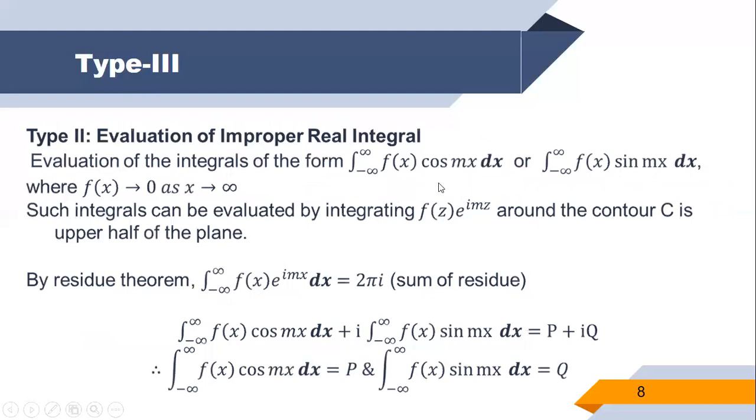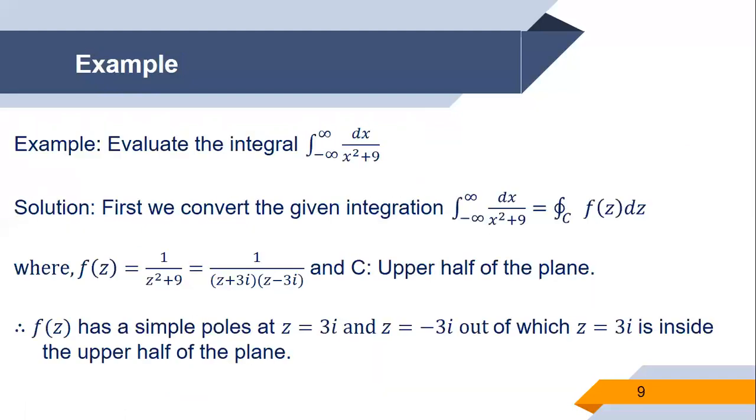If an integration also involves cos mx and sin mx, then we replace them with e raised to imz. For cos mx, we consider the real part as the solution, and for sin mx, we consider the imaginary part as the solution. Now, example: evaluate the integral from minus infinity to infinity dx upon x square plus 9.